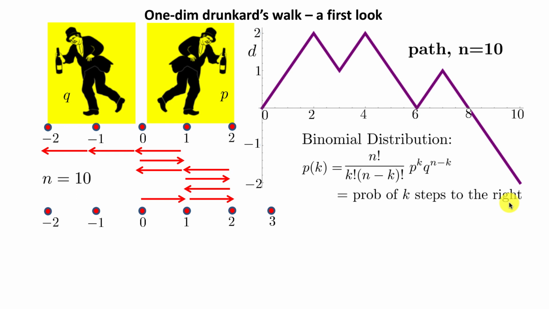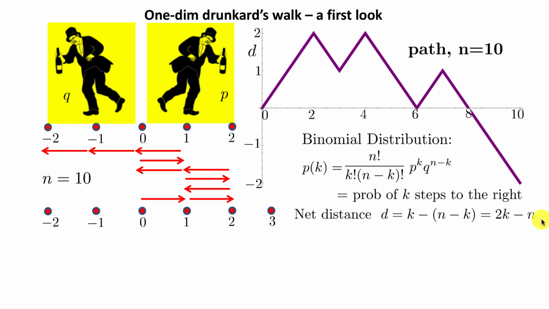Now let's ask, what is the net distance which is traveled? So when you travel k steps to the right, you travel k units of distance. But then there are n minus k units of distance traveled to the left. And so you must subtract that. And so there's a minus sign here. This gives you 2k minus n.